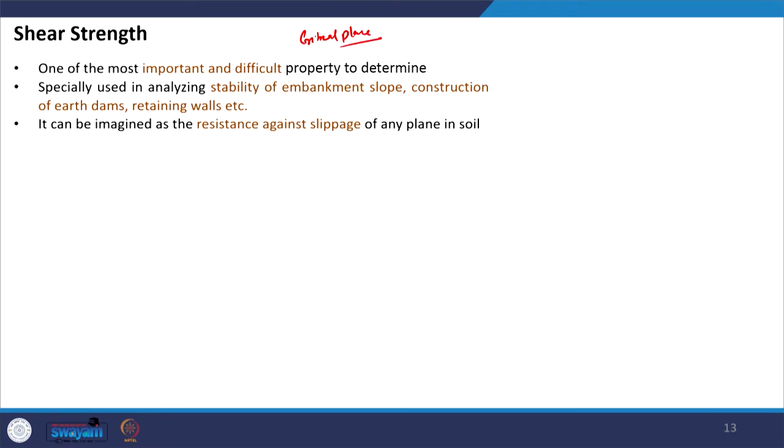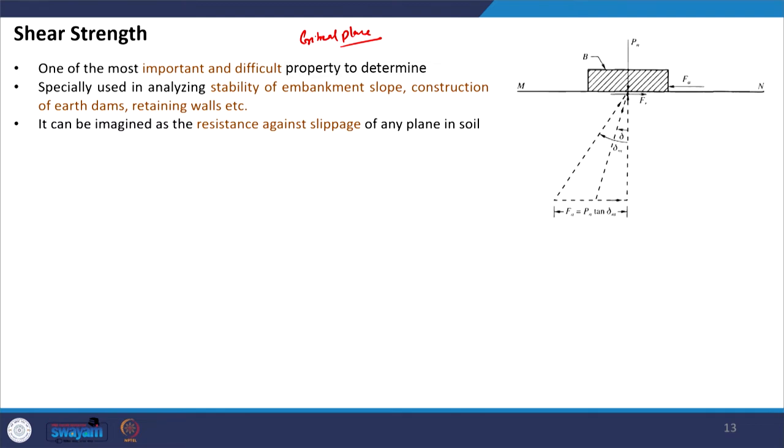And how do we quantify the shear strength? Once we know the definition, how do we quantify it? Shear strength can be quantified by two parameters, which are empirical in nature, and these parameters are the cohesion of the soil and the angle of internal friction.